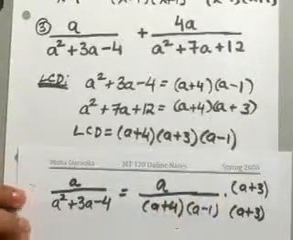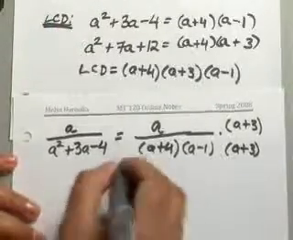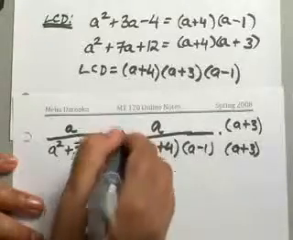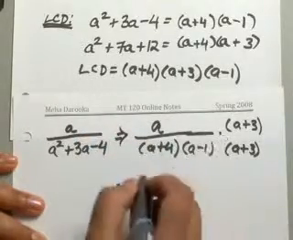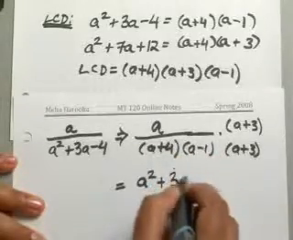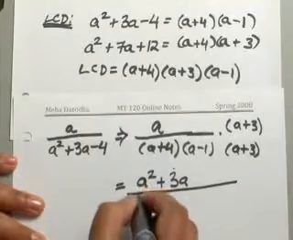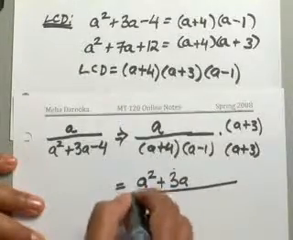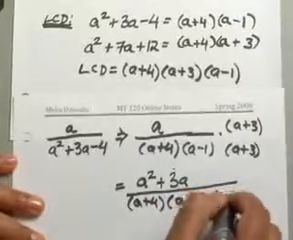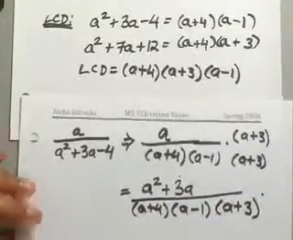So you multiply this whole expression by a plus 3, and you will end up with, in the equivalent form, a squared plus 3a. When you multiply your numerator, the denominator stays the same: a plus 4, a minus 1, a plus 3. So that was the first rational expression.